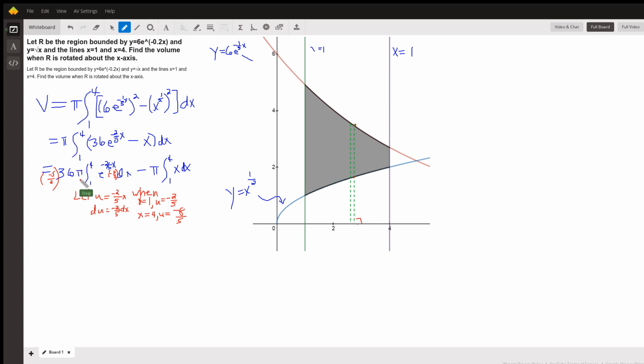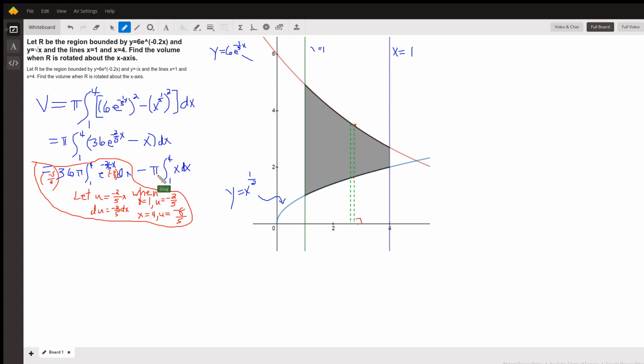There's a 36 pi definite integral from 1 to 4 of e to the negative 2/5 x dx. And there's the second integral, minus pi times the definite integral from 1 to 4 of x dx. Now, why did I separate it? Because I can see that to find the antiderivative of e to the minus 2/5 x, I'll probably want to use u substitution. So all this stuff in red here is what I would do to evaluate that definite integral.